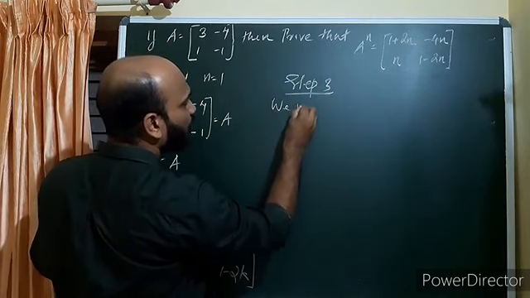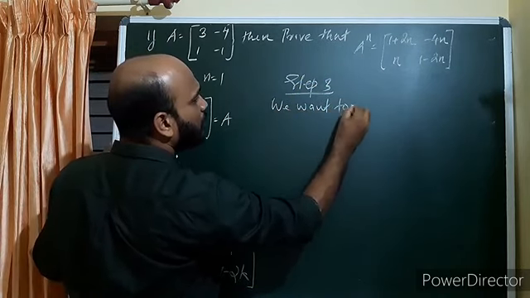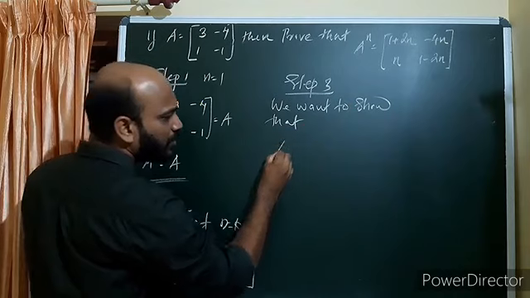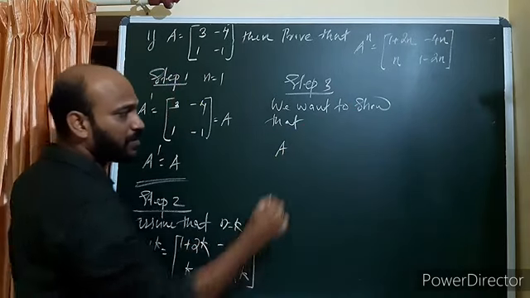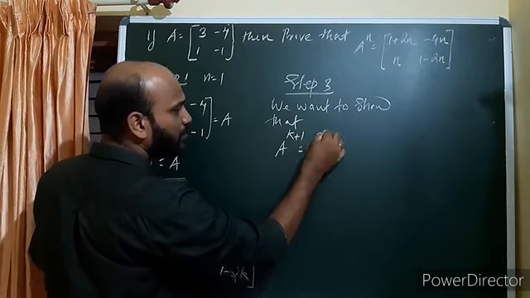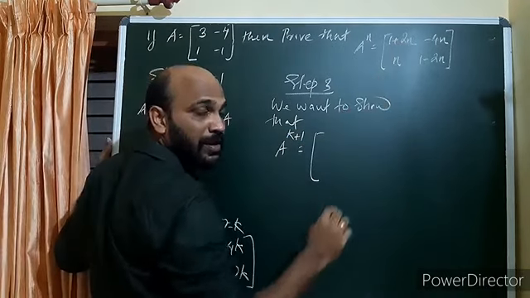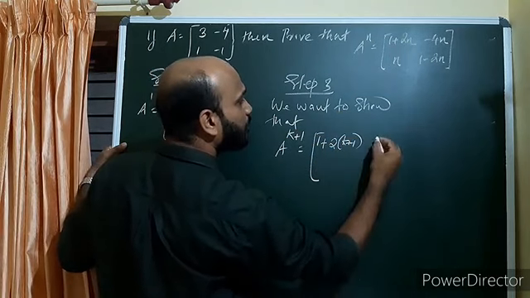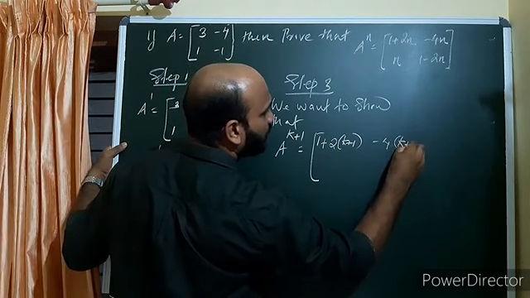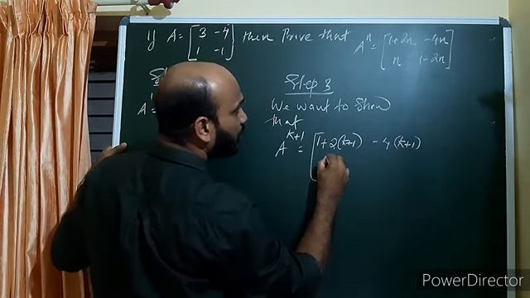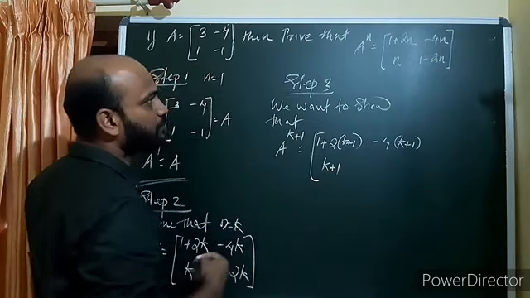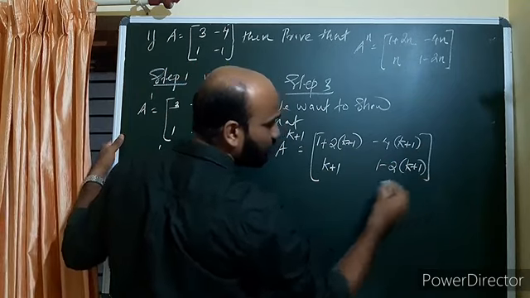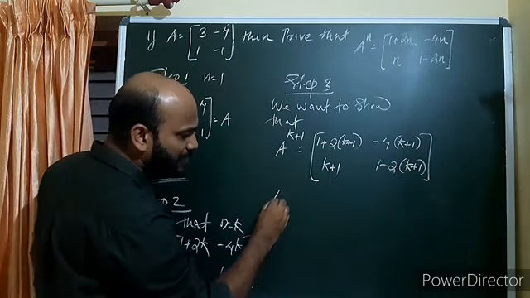So we'll write like this. We want to show that result is true for n equal to k plus 1. That means A raised to k plus 1 is equal to, right hand side you have to substitute n equal to k plus 1. 1 plus 2 into k plus 1, minus 4 into k plus 1, then k plus 1, 1 minus 2 into k plus 1. This result you have to prove. Now, take its left hand side.